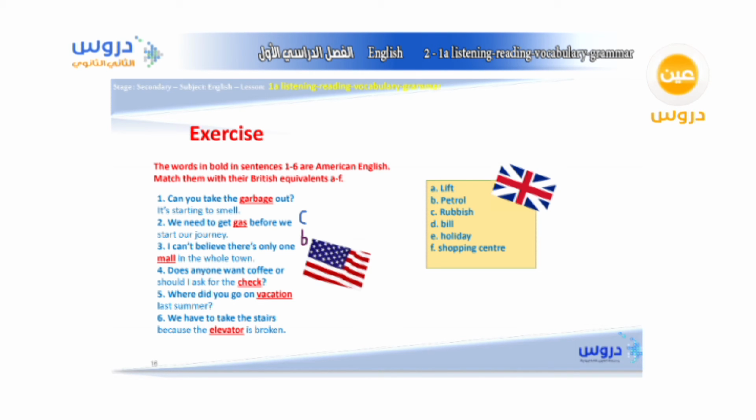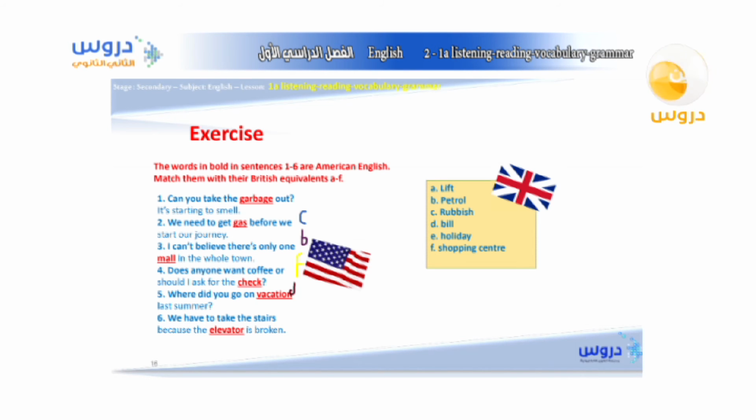We say it's a shopping center for 3. So here we got F. And what do we say for check? If you go to the bank and you get a check, or you get a check for something, or a bill, which is bill, that's right. So for 4, it's bill.